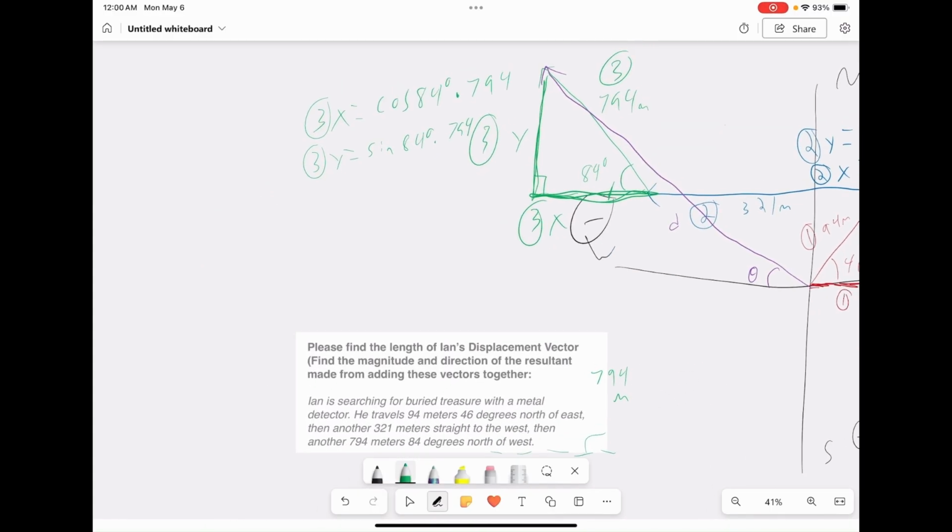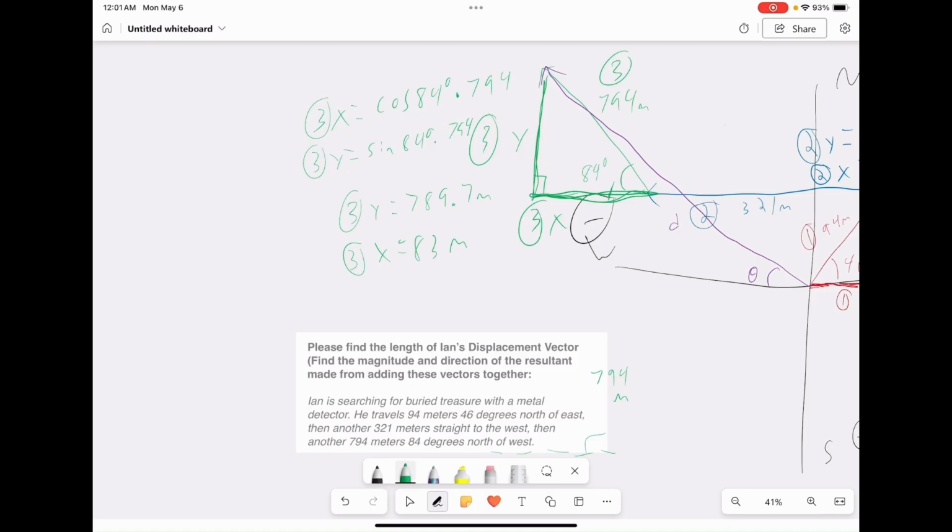So let's go ahead and do that in a calculator really quick. The sine of 84 degrees is like 0.99 something, makes sense, times 794. So my y component is going to be 789.7 meters. And vector 3's x component is going to be pretty low. That is cosine of 84 degrees times 794, 83, thereabouts.